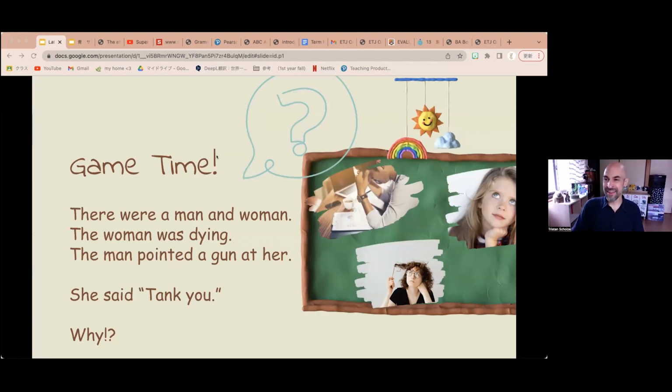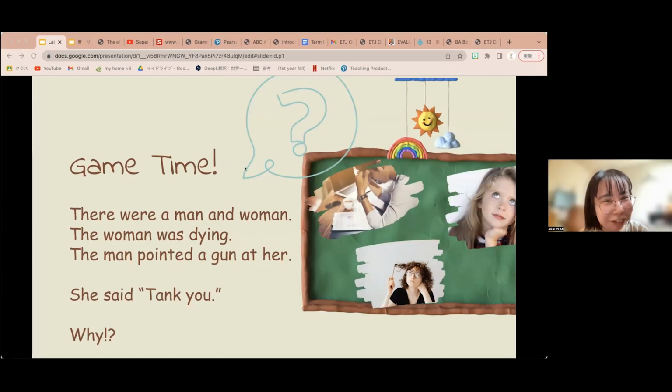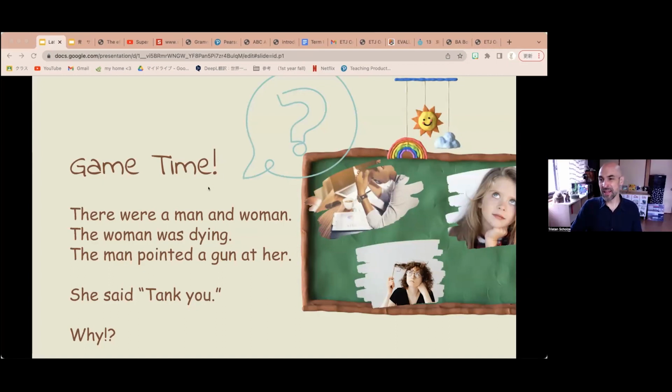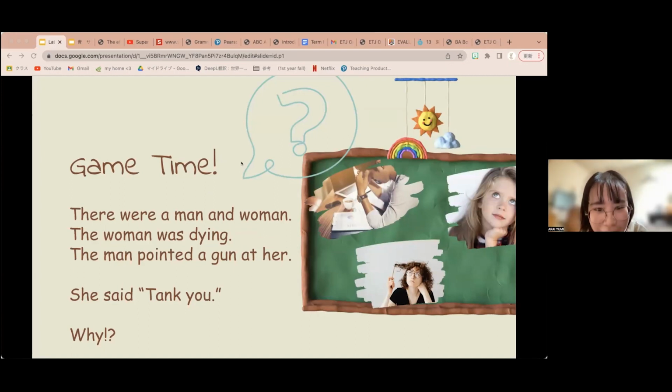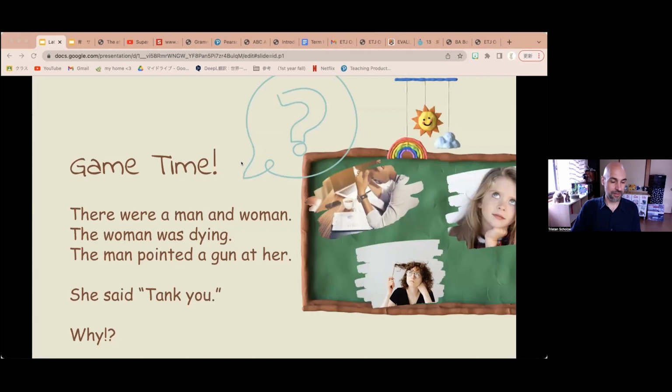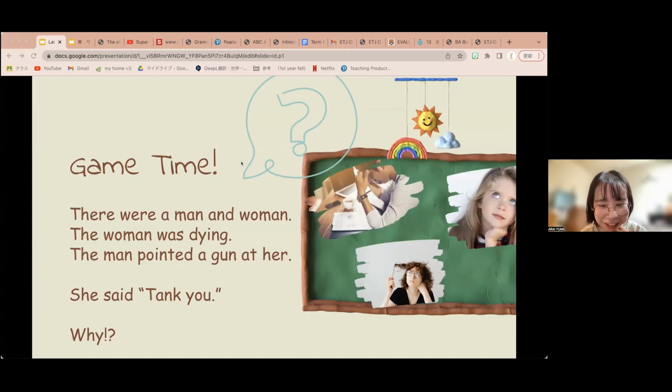Another question: was the gun real? Yes, it was real. I think it doesn't matter actually. Okay. Did pointing the gun at the woman help her in some way? Yes. Were they friends? It doesn't matter. Wow. Yes. All right. Good questions.